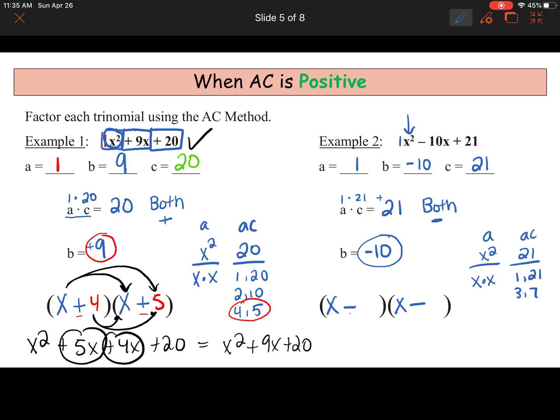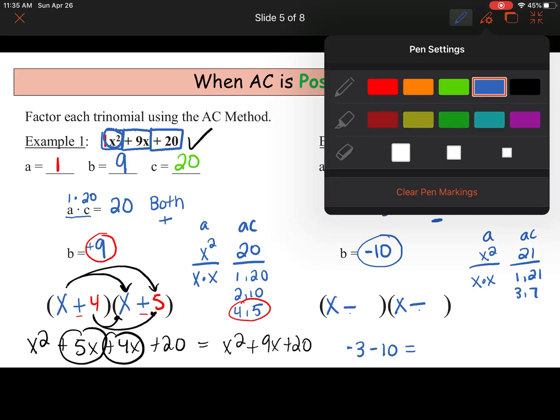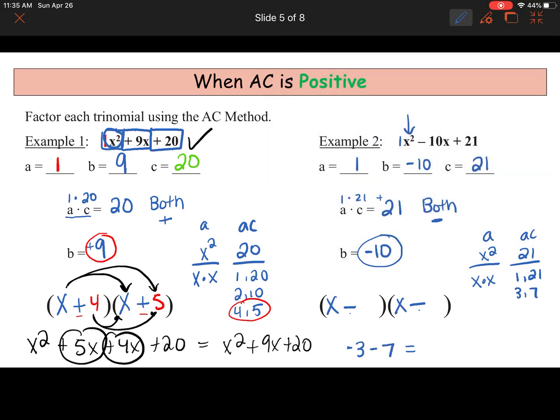Now, which of these pairs is going to give me negative 10? Okay, we know it's a sum because anytime we have same signs, we add. So really, we're taking negative 3 and negative 7. Negative 3 minus 7 gives us negative 10. If you don't know, go to GeoGebra. It's a tool, guys. So that works. So we have x minus 3, x minus 7, and that's done. That's fully factored. And if you wanted to check, you can multiply them and see if you get your original expression.